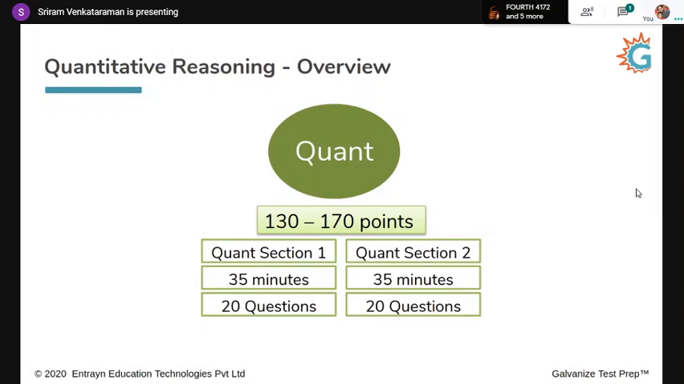Based on your performance on these two sections, you would be given a scaled score in the range between 130 and 170. 130 is the bare minimum, equivalent to 0 percentile, and 170 is the maximum that you can get on the test. So that's a quick overview of how the quant part of the GRE is structured.